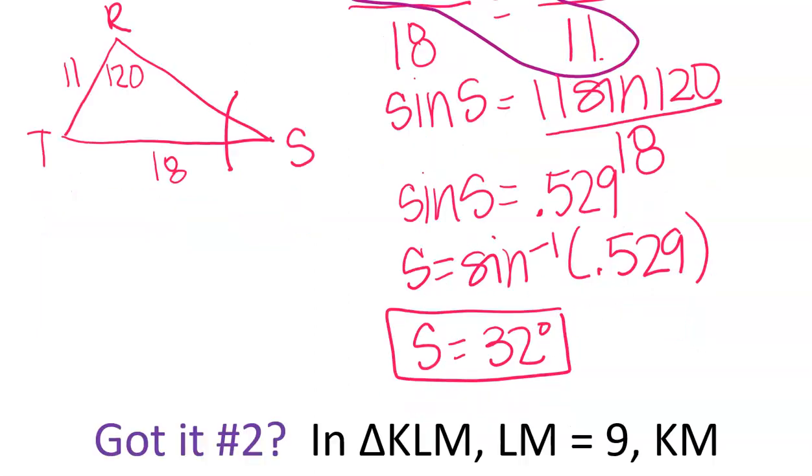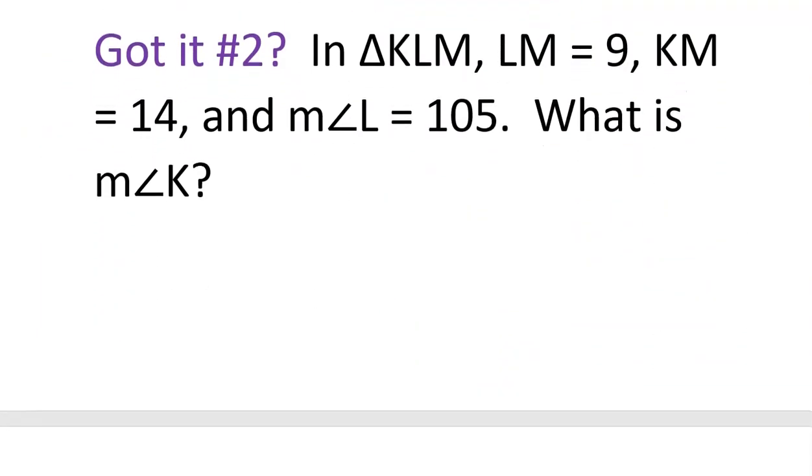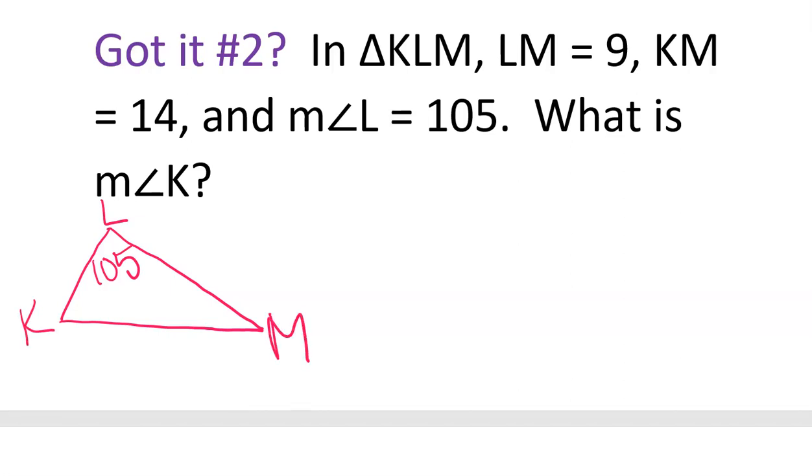So let's do one more of those. So KLM, and again, my triangles all kind of look the same. It doesn't really matter. And my angle is 105. And that's angle L, so I'm going to go KLM. KM is 14. LM is 9. So my angle side pair is 105 and 14. And the one I'm looking for is the angle K, which goes with the 9.